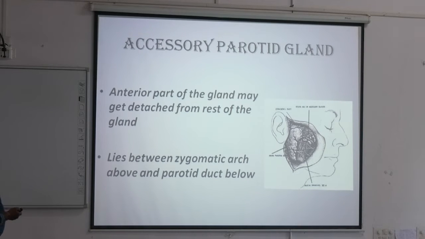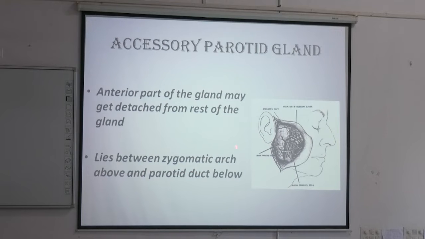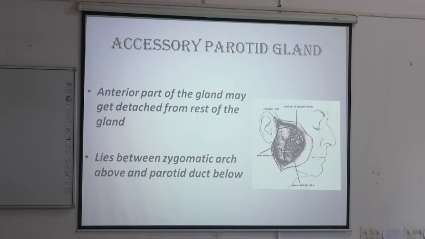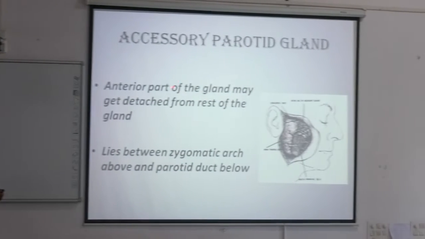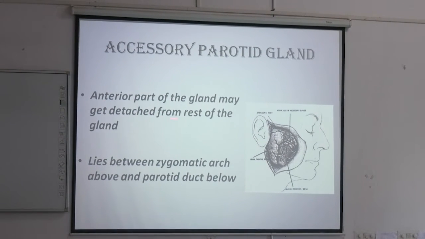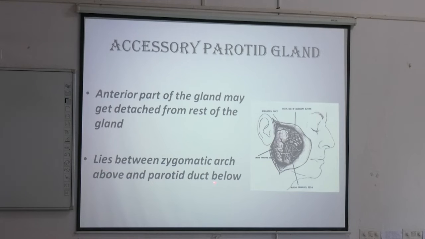Accessory parotid gland. The anterior part of the gland may get detached from the rest of the gland. It lies between the zygomatic arch above and the parotid duct below. There might be a pyramidal shaped accessory gland, another parotid tissue as described here.